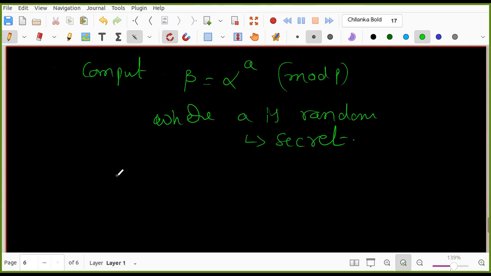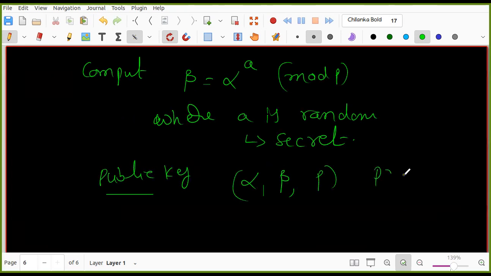So now what is the key exchange? What is the public key? What is the private key? The public key is alpha, beta, and p. The private key is a. A is randomly chosen by her and computed. So why is it difficult to compute a? We know that beta equals alpha power a mod p, but computing a from this is a discrete logarithm problem, which is hard. That's why we are happy to send it via the channel, so that no one will reveal it.